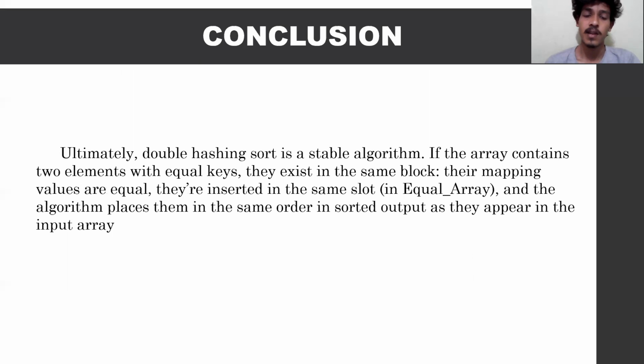Conclusion. Ultimately, double hashing sort is a stable algorithm. If the array contains two elements with equal keys, they exist in the same block. Their mapping values are equal. They are inserted in the same slot in the equal array, and the algorithm places them in the same order in the sorted output as they appear in the input array.